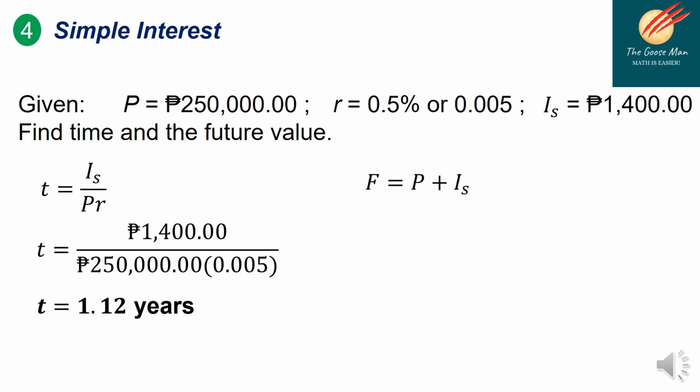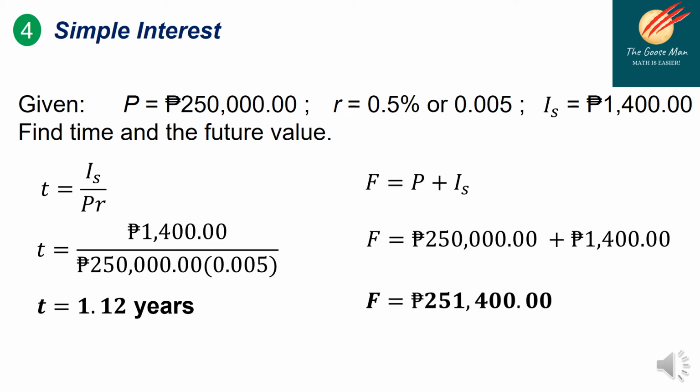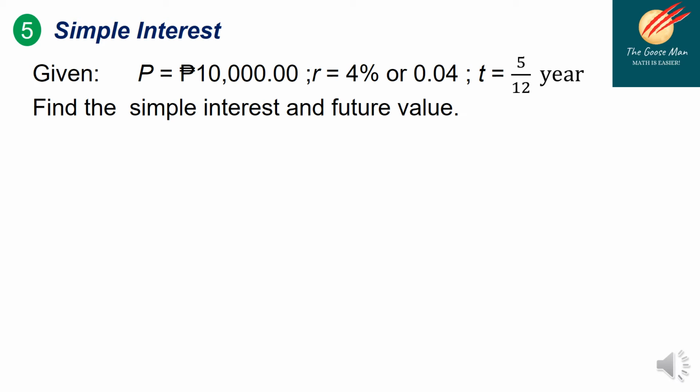Next, we would like to find the future value. So this is the sum of the present value and the simple interest. So we have 250,000 plus 1,400. So the future value is equal to 251,400 pesos. 5 over 12 year, find the simple interest and the future value.